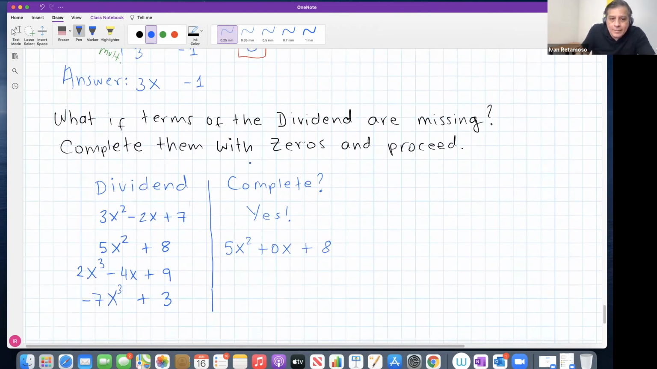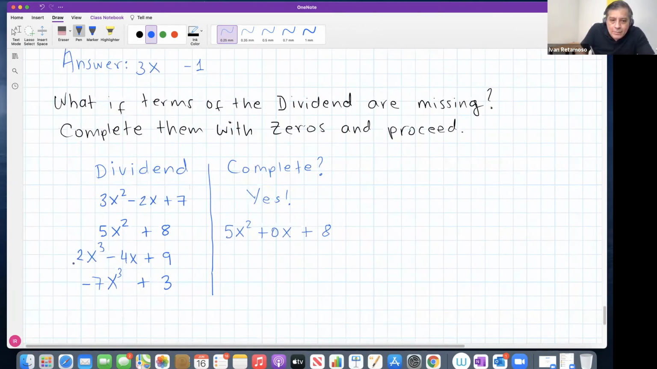Now, question for you guys. Is this polynomial complete? 2x cubed minus 4x plus 9. Is it complete? Answer on the chat. And if it's not complete, what term is missing there? Students are sending. Very good, Khan. Very good. Second term, Jack, very good. Excellent. Second term is missing, right? The quadratic term, right?